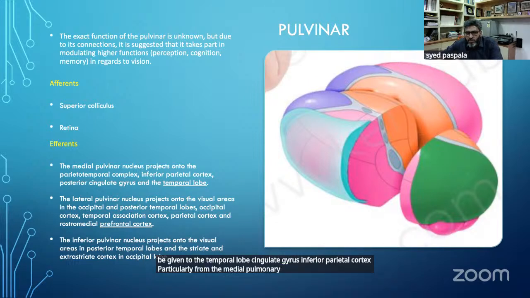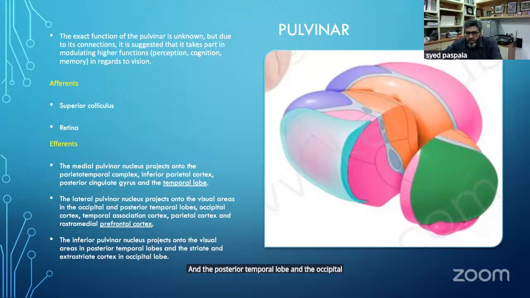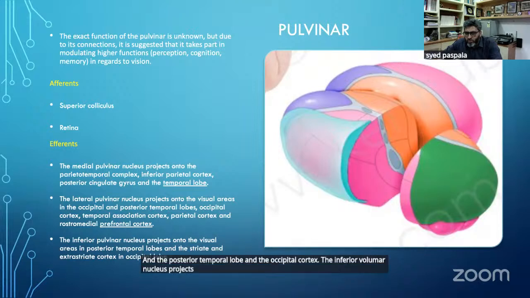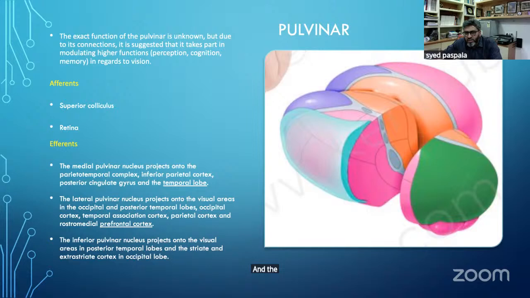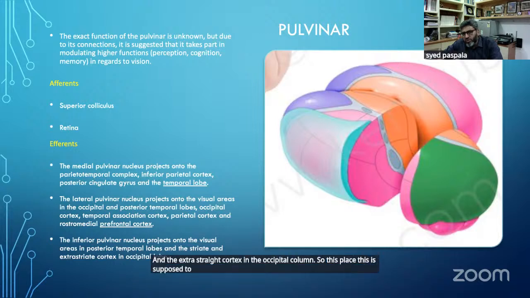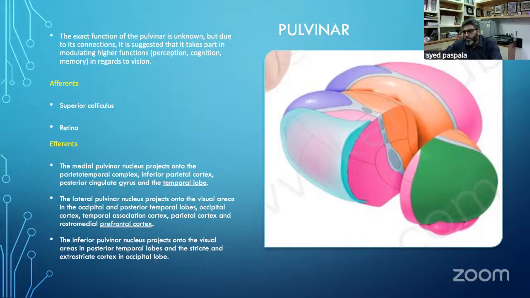And the lateral pulvinar nucleus is connected to the prefrontal cortex, parietal cortex, the temporal association cortex, the posterior temporal lobe, and the occipital cortex. The inferior pulvinar nucleus projects onto the visual area of the posterior temporal lobe, and the striate and extrastriate cortex in the occipital lobe. So this is supposed to play a role in visually oriented perception, cognition, and memory.